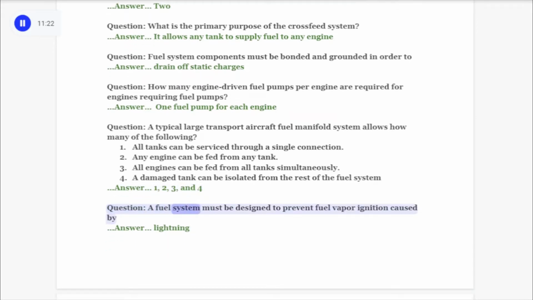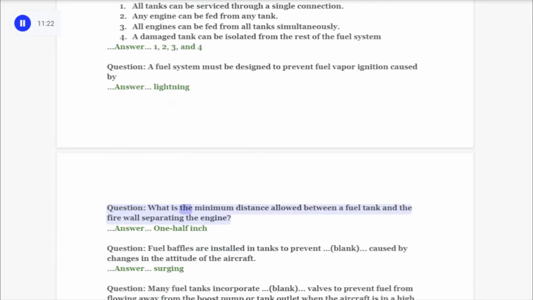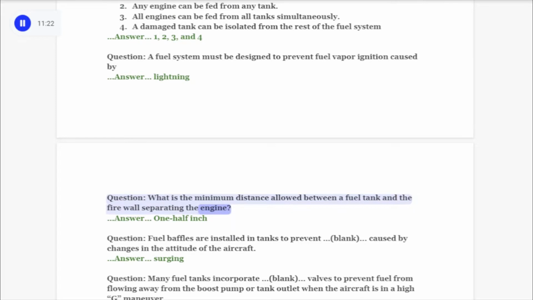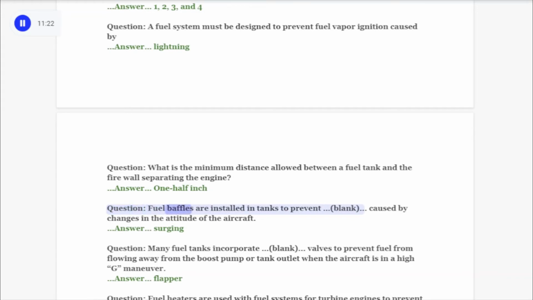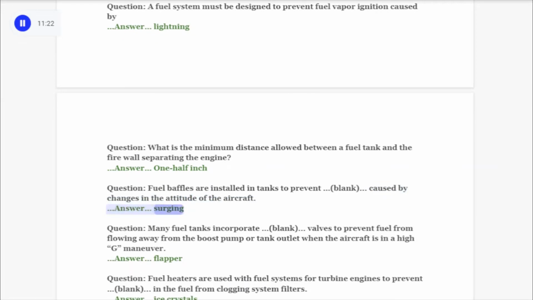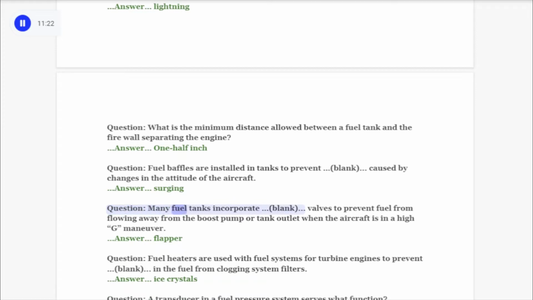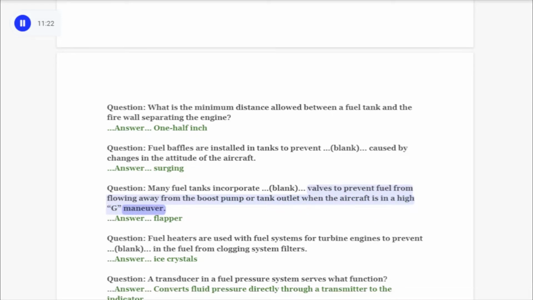Question: a fuel system must be designed to prevent fuel vapor ignition caused by. Answer: lightning. Question: what is the minimum distance allowed between a fuel tank and the firewall separating the engine? Answer: 1/2 inch. Question: fuel baffles are installed in tanks to prevent blank caused by changes in the attitude of the aircraft. Answer: surging. Question: many fuel tanks incorporate blank valves to prevent fuel from flowing away from the boost pump or tank outlet when the aircraft is in a high G maneuver.